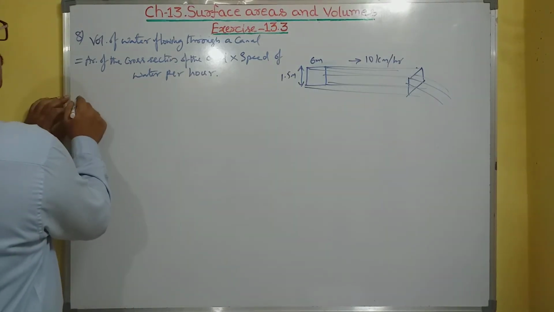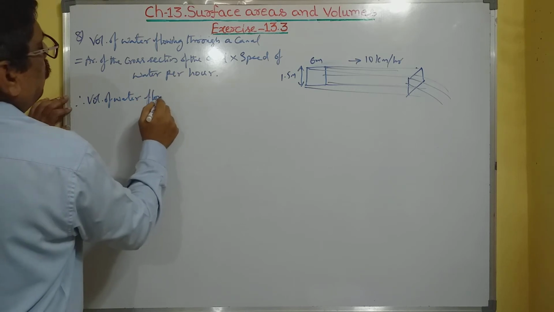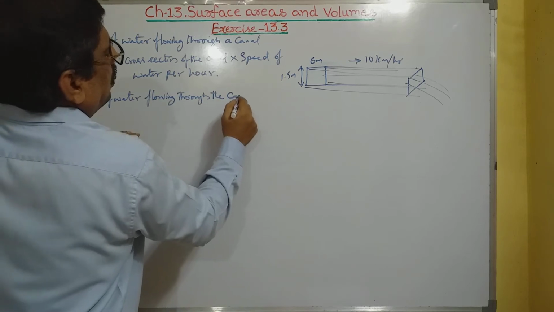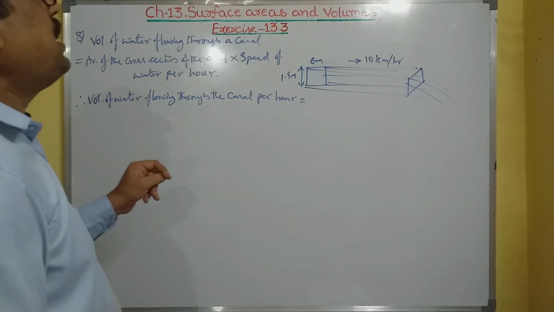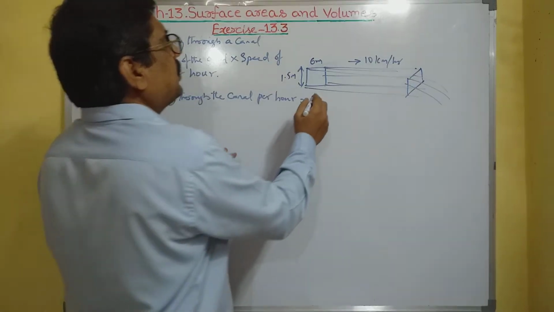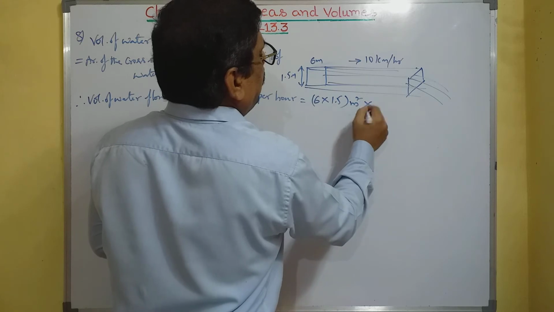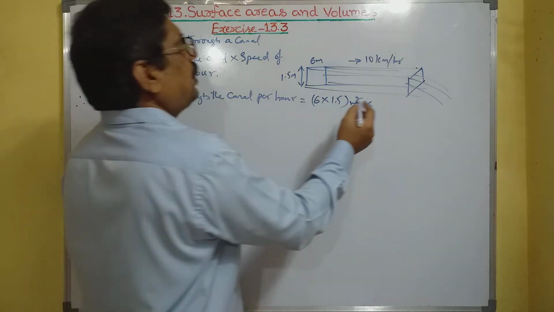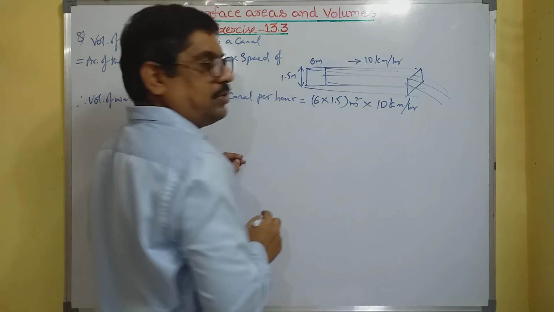Okay, now volume of water flowing through the canal per hour is equal to, now you tell me, what is the area of cross section? Its width and depth are given. Width into depth, that is 6 into 1.5 meter square, into speed of water per hour. What is the speed of water per hour given? 10 kilometers is given. That is the speed.